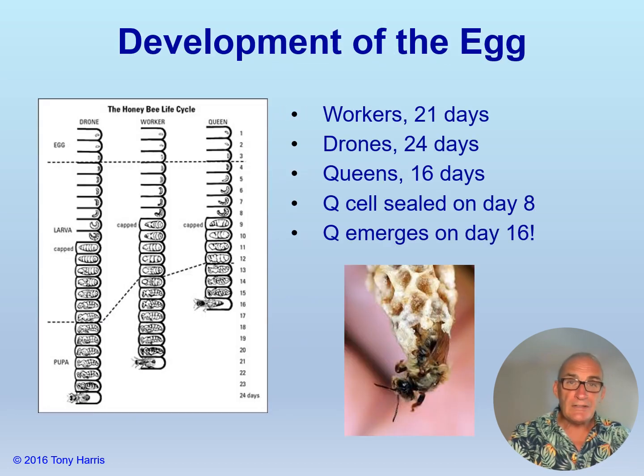Let's start with looking at the development timeline of the egg, as you really need to understand this if you wish to become competent in swarm control. A worker bee takes 21 days from egg laying to emerging from the cell. A drone takes 24 and a queen takes 16 days. A queen cell is sealed on day 8 and the queen will emerge from her cell on day 16, unless the bees keep her imprisoned in the cell, of course.